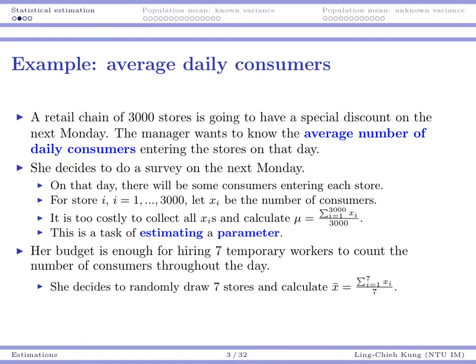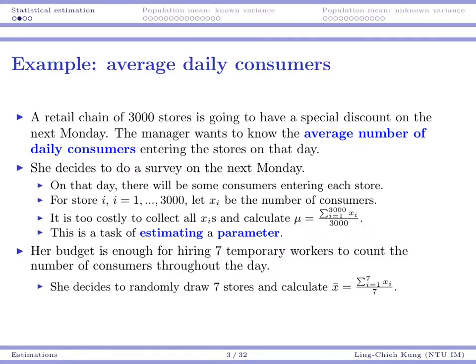So for next Monday, a specific date, I'm going to ask how many consumers entered the first store, how many entered the second store, and so on. So I'm going to have 3,000 numbers, and I want to know what's the average. Okay, so that's the problem. I plan to do a survey on next Monday. On that day, I know consumers will enter, and I'm going to collect 3,000 numbers.